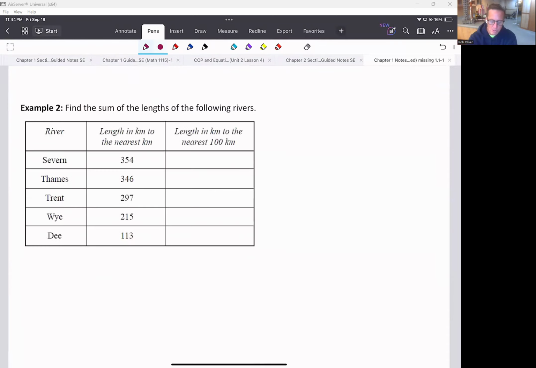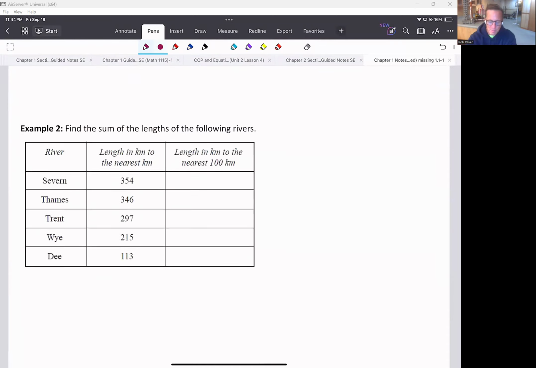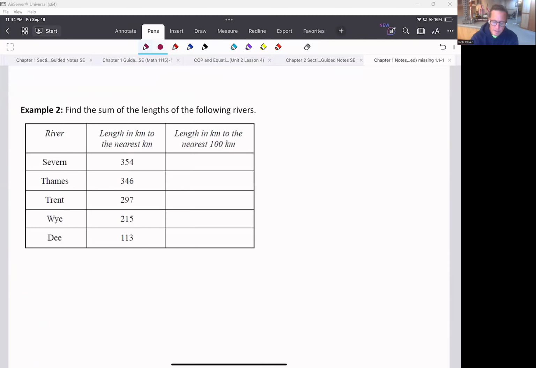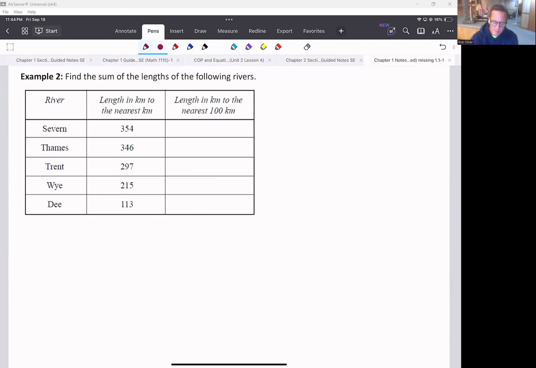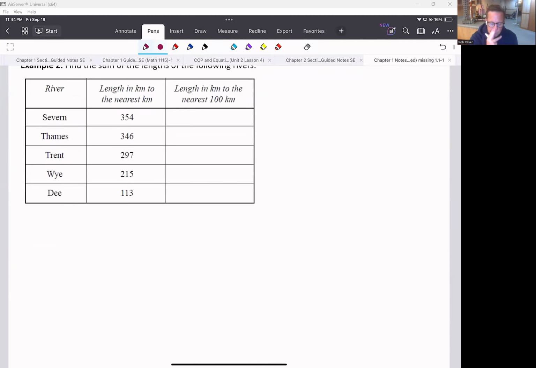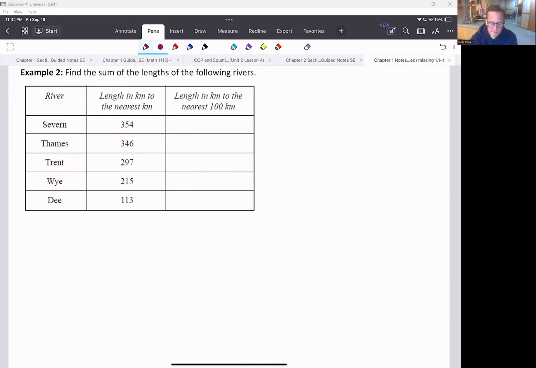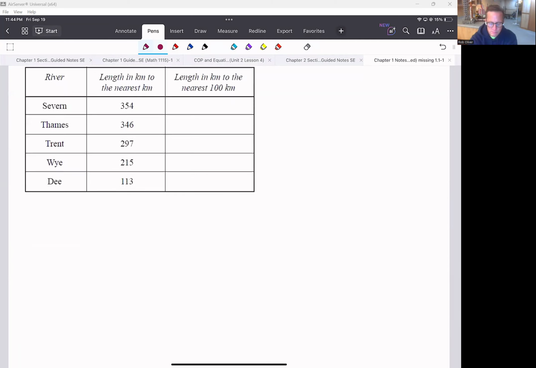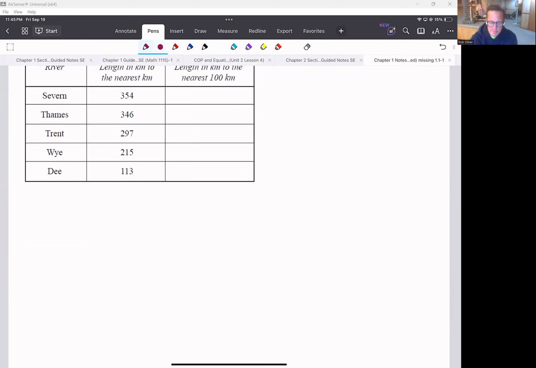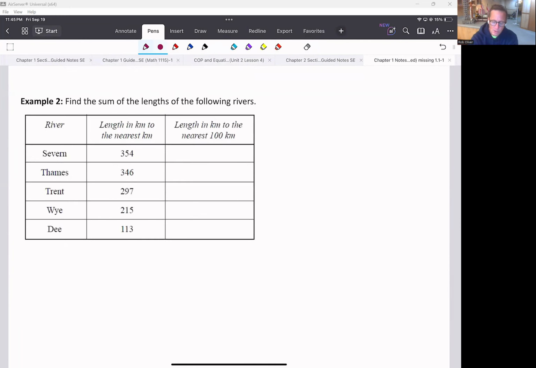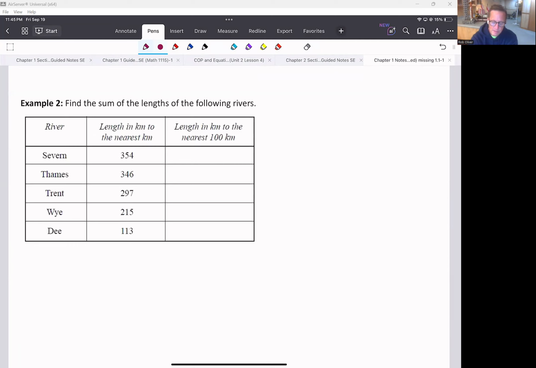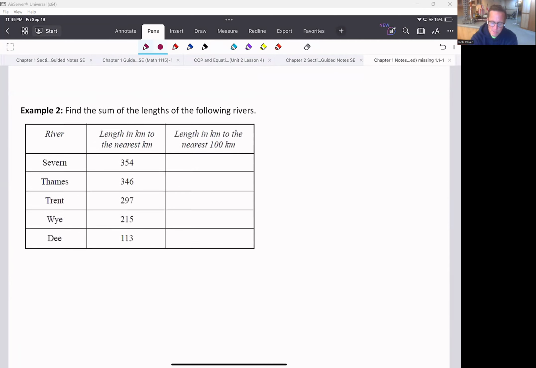All right, example 2. Find the sum of the lengths of the following rivers. Okay, so we got some weird names here. We got the Severn, the Thames, the Trent, the Wye, and the Dee. All right, so length in kilometers to the nearest kilometer.